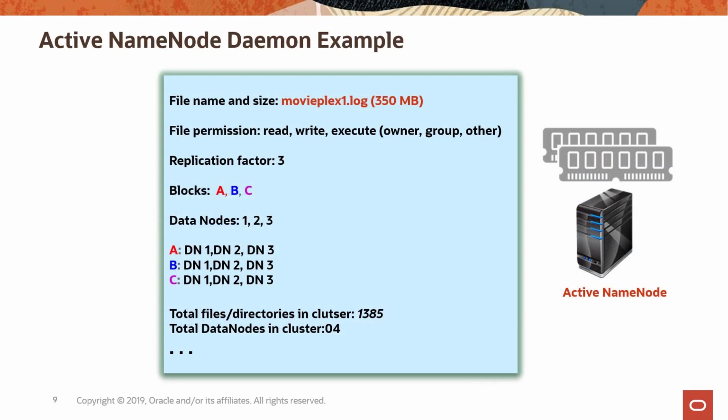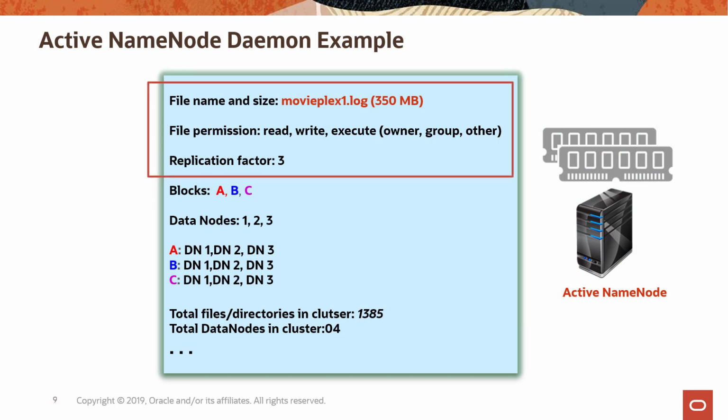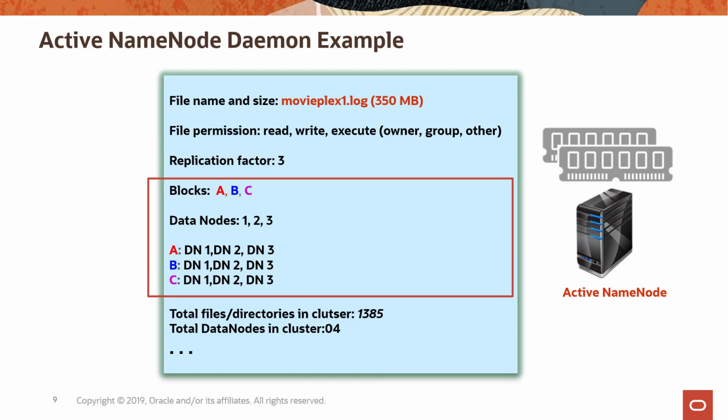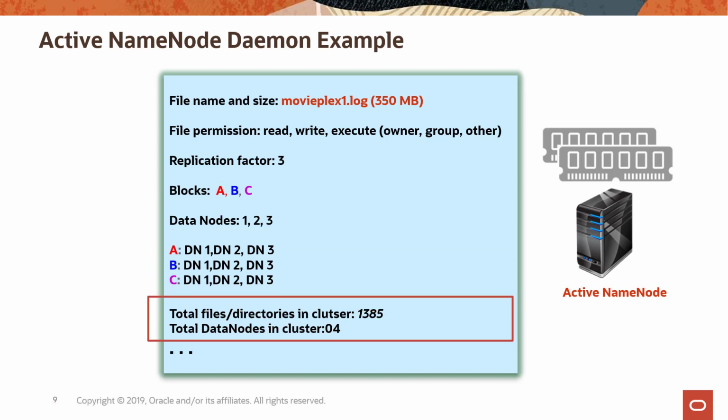The NameNodes store file system metadata such as file name, size, replication factor, and access rights to the files, file blocks information and locations in the cluster, total number of files in the cluster, and total number of data nodes in the cluster, and much more.